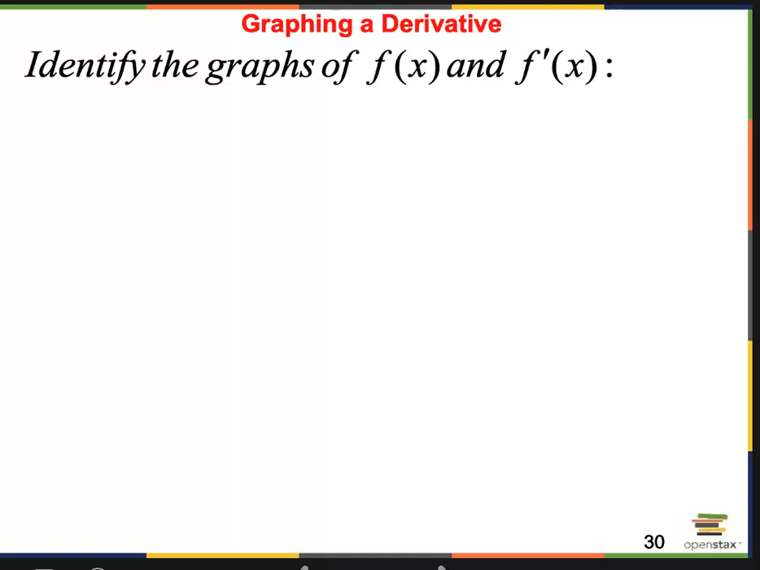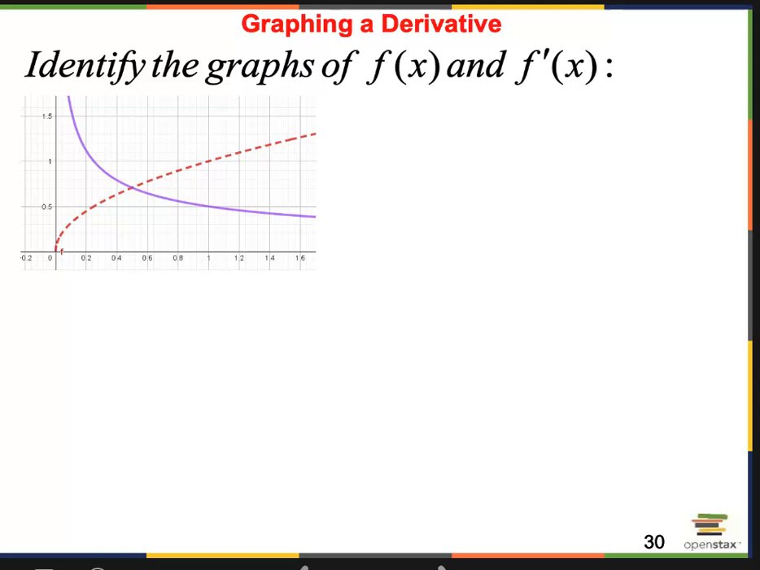All right, let's look at identifying graphs of the function and its derivative. So here we have two graphs, and the red is our original function, and the purple or the solid line is our derivative, f prime of x. And you can see we had x to the half power, square root of x, and then the derivative is 1 over 2 times the square root of x.